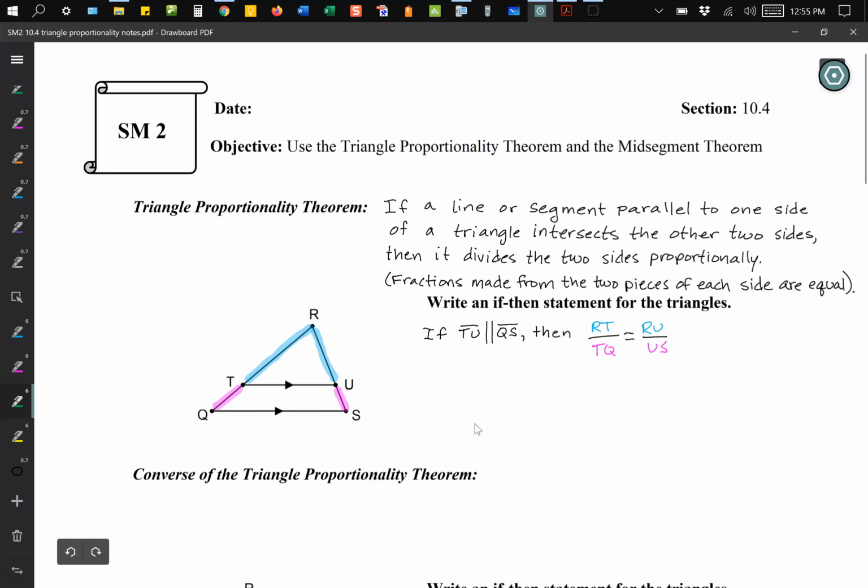Now, the reverse of this statement is also true. The reverse of a statement in geometry is called a converse. So what the converse says is, well, if the two fractions simplify to the same thing, then you know that those two segments are parallel. If the two fractions don't simplify to the same thing, then these two segments are not parallel. So let me write that down for you.